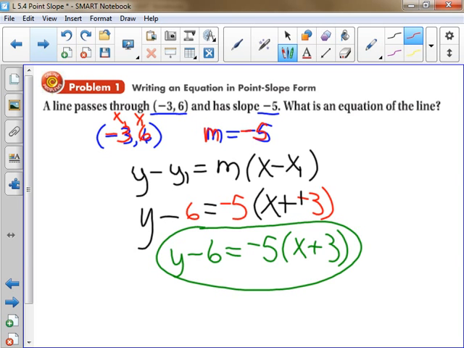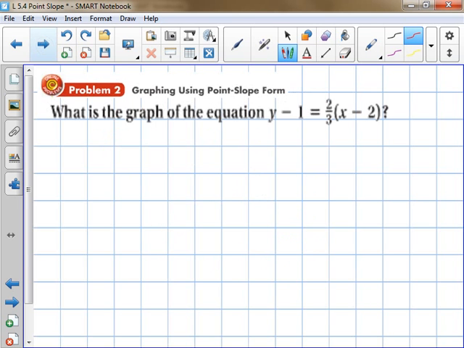Super simple. Here's problem 2. In problem 2 it says, what is the graph of the equation y minus 1 equals 2/3 times the quantity x minus 2? So if it says what is the graph, that means you're going to have to graph it. But before you can graph it, you have to pull some information out of the equation. This equation is written in point-slope form, so you're going to pull out the slope and you're going to pull out the coordinates of a point.